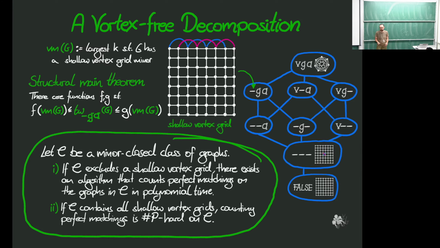And the opposite kind of also holds. If I have a minor closed class that contains all of these grids, then counting matchings is hard. So these guys are indeed exactly the things that make the dichotomy for counting matchings happen. Which is a very nice thing, because this now kind of puts an end to this entire journey of counting matchings in minor free graphs.